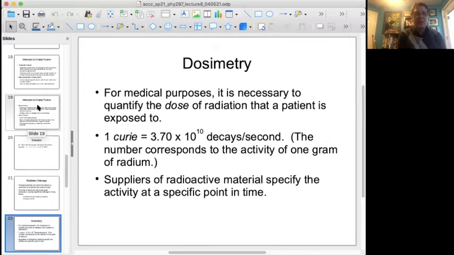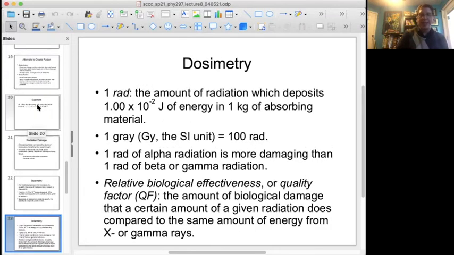Suppliers of radioactive material specify the activity at a specific point in time. Because if you know the material and you know its half-life, and you know what the activity was at a specific time, you define that time as t equals 0, and then you can figure out the activity right now, or when the radiation is administered, assuming it's administered for health purposes.